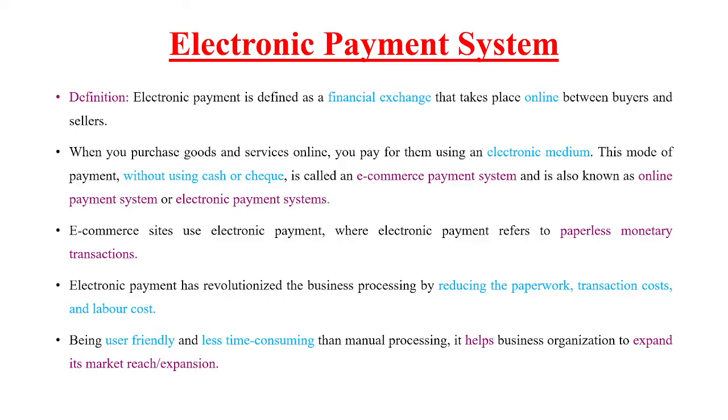Now, let me start what is electronic payment system. Electronic payment system is a system where the payments are done through electronic medium, and hence we define the electronic payment as a financial exchange that takes place online between buyer and the seller. When you purchase goods or services online, you pay for them using an electronic medium, and hence this mode of payment without cash or check can be called as e-commerce payment system or online payment system or electronic payment system.